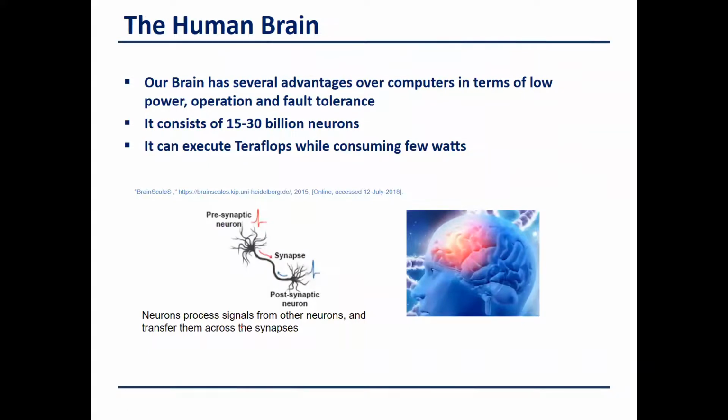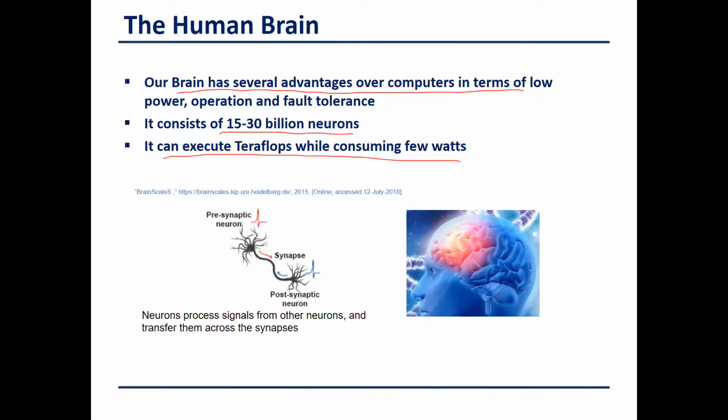Hello, people nowadays are looking at the human brain and thinking, well, I have 15 to 30 billion neurons, and we have 35 billion transistors on the chip. Well, we have some advantages of our brain in terms of its low power operation and fault tolerance. Yani, we do not consume too much power, otherwise our brains will be heated, right? So that's why we get heated when we think a lot. But we can execute teraflops of operations with a few watts.